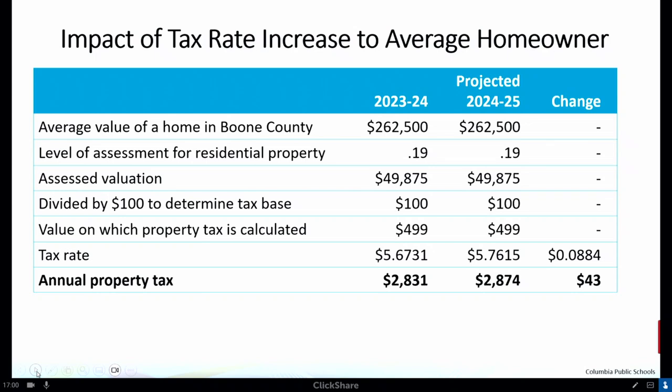Then you divide that by 100, and you get the value on which your property tax is calculated. Here we have 499, and you multiply that out by what our tax rate is. This year, for the 24-25 school year, it is 5.7615, and you get your annual property tax. What comes to you in the mail on your real estate taxes should be somewhere around that amount if you multiply that out. Again, there's just a slight difference between last year and this year because of that increase in the tax rate. So it's $43 for the average homeowner, the impact on your tax statement.